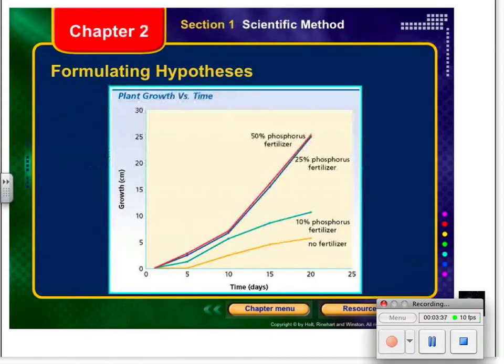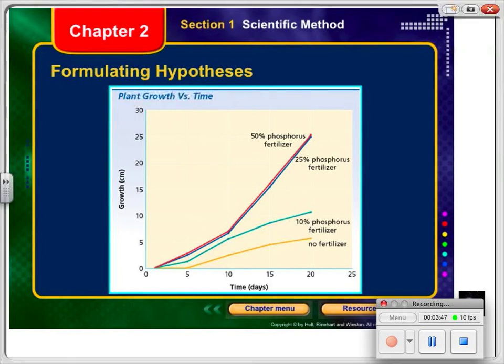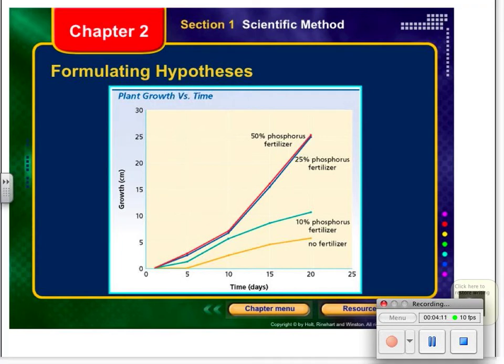But okay, so let's check out this graph, and let's look at it for a few minutes and see if you can come up with a hypothesis. So one thing you could say is, if you have more phosphorus in your soil, the plant will grow faster. You might also say, if you exceed 50% phosphorus in the soil, the plant won't grow any faster, because you can see here that the 25% line and the 50% line are right about the same. And so here's your observation, and then the hypothesis is what you make of that data. Let's move on.